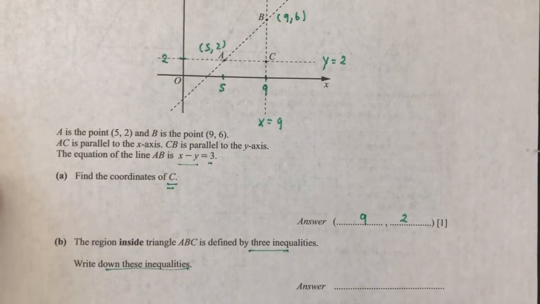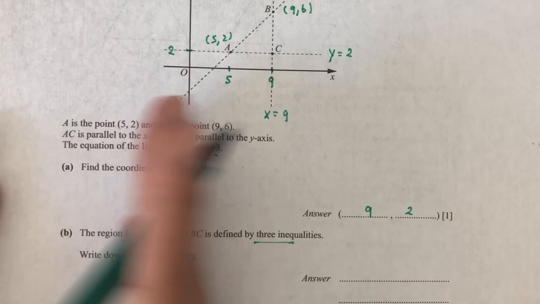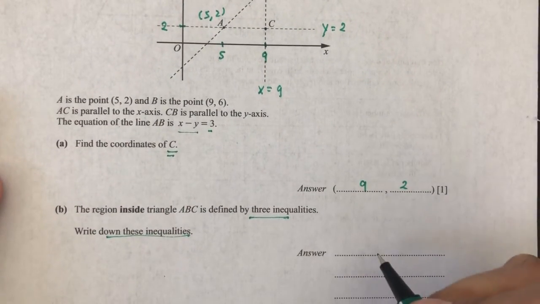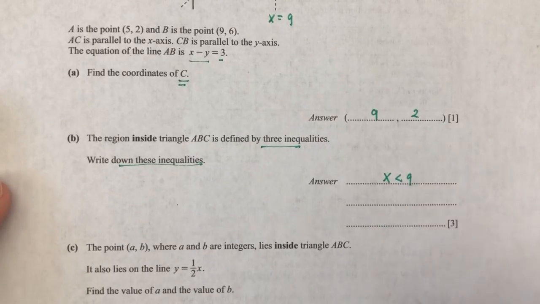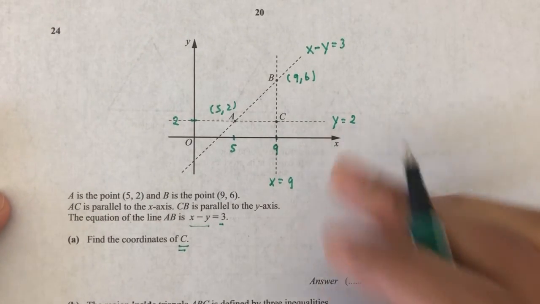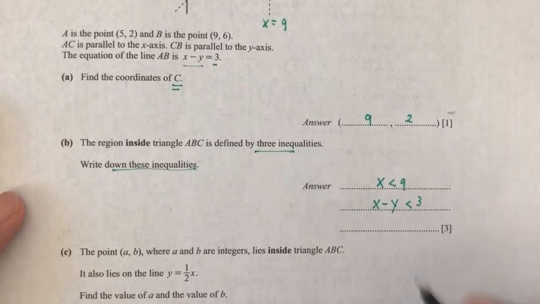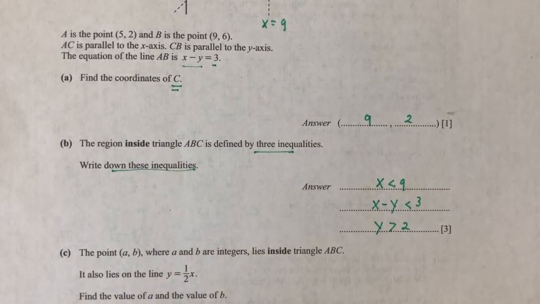So we can observe that for the inequality, the values are less than 9, so it will be x less than 9. And for this line, it will be below the line, so it will be x minus y less than 3. And for the last one, we have y equal to 2. It will be above that, so it will be y bigger than 2. Okay, so that is for part B.